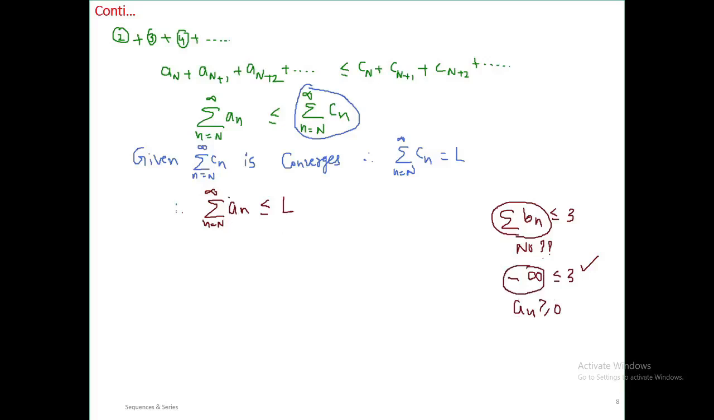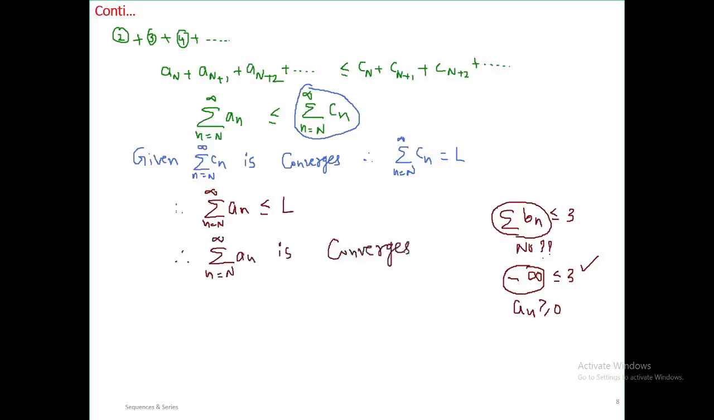The sum is always more than or equal to 0, a number which is more than or equal to 0 but less than some finite L. Therefore, this is also finite. So the series n running from capital N to infinity of an converges. That's it. This only we need to prove, right?